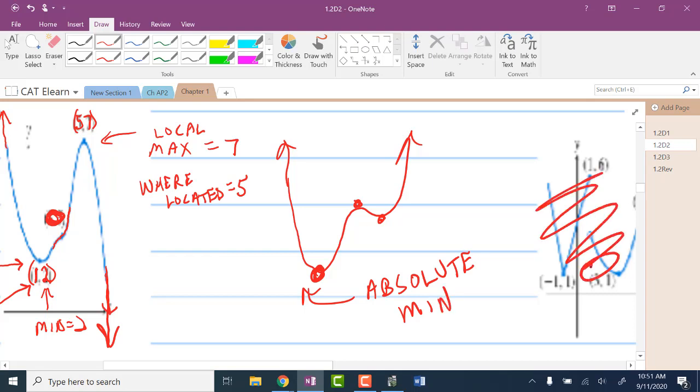Don't even write this one. So that's the only time you get an absolute min or maximum, when no other part of the graph exists below that point. There is nothing more.